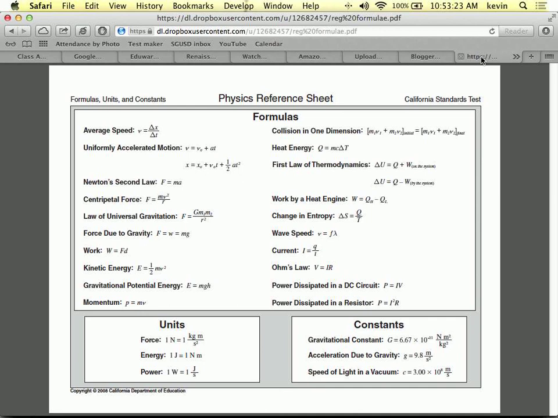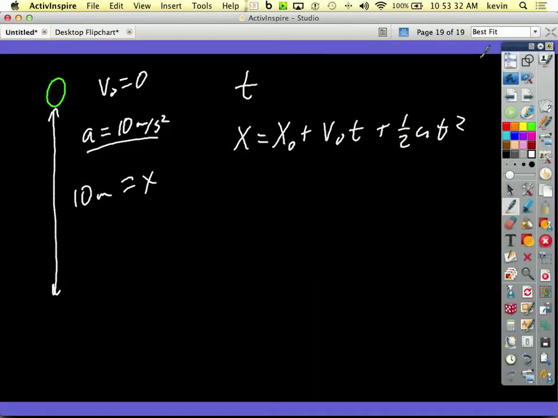How do I know to use this equation? Because it has x, v0, t, and a in it. And those are the variables that I have. So I flip back to here. What is my initial position? I'm going to say x0 is 0.